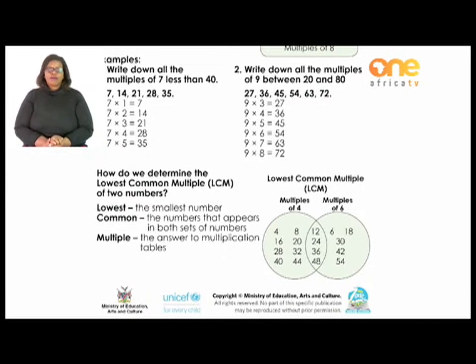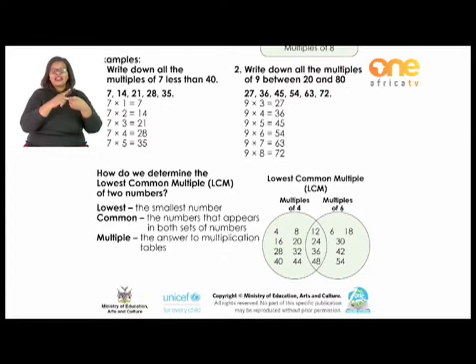In number 2, the question is, write down all the multiples of 9 between 20 and 80. So where will we start? If we see 9 times 1 is equal to 9, and we find that 9 is less than 20, we know that 9 is not one of the multiples that is between 20 and 80.